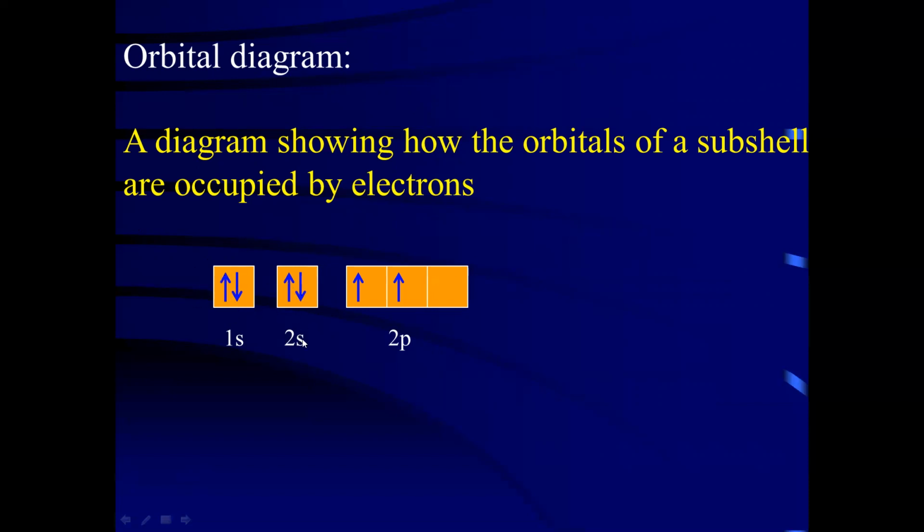Same as here, the s orbital can hold 2, but for the p orbital, we have 3 kinds of p orbital: px, py, pz. Maximum, this 2p orbital can hold 6 electrons. But here, if we only have 2 electrons, we simply put 2 electrons there. So altogether here, you see we have 6 electrons. If you look at your periodic table, you know this is carbon, right? Carbon has 6 electrons.